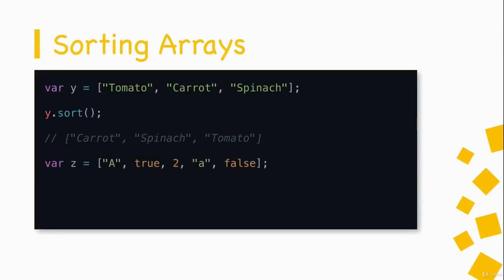Now what if you have multiple types of values inside an array? So in this case we have another variable z, which equals an array: uppercase A, then true, then 2, lowercase a, and false. So what will happen if we use the sort method on this array? As you can see, the result is 2, uppercase A, lowercase a, false, and then true.